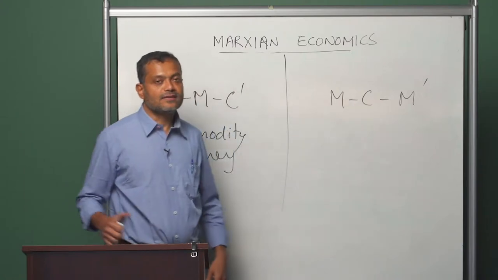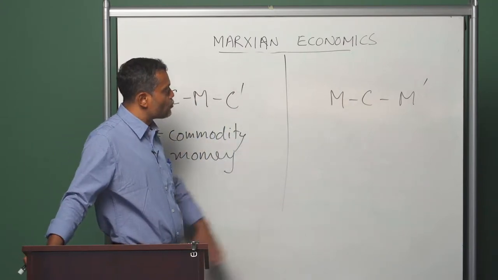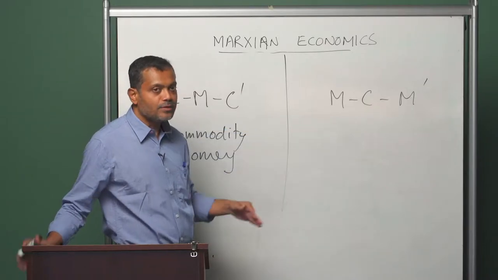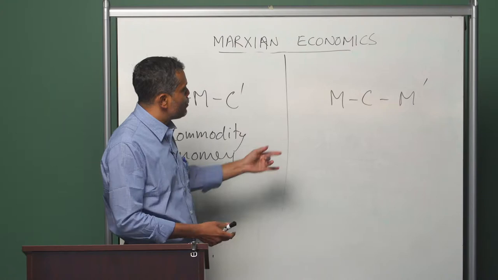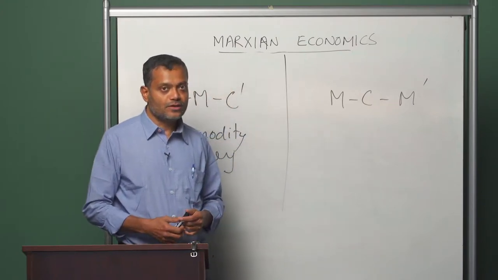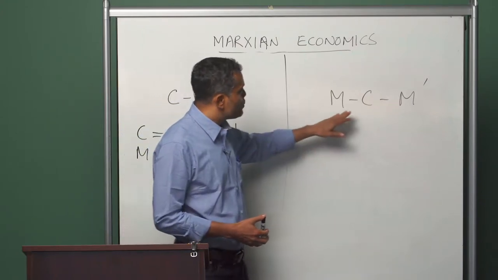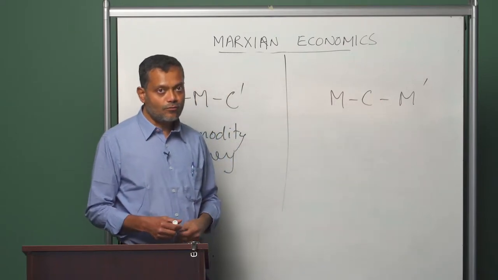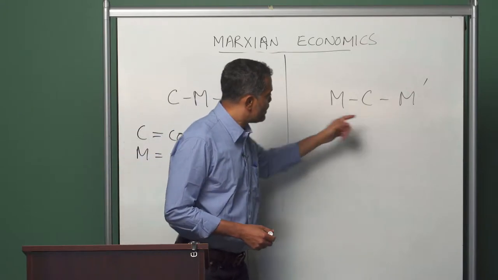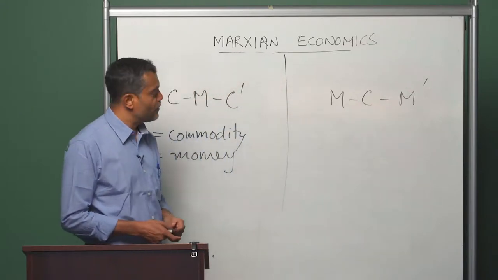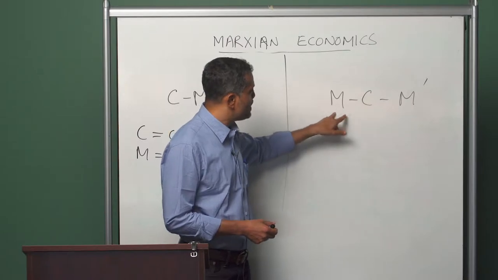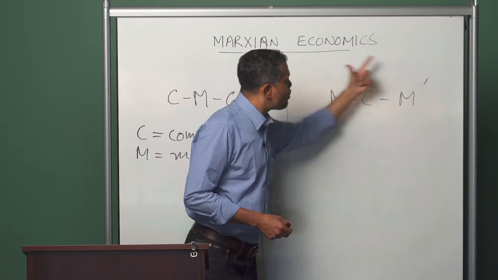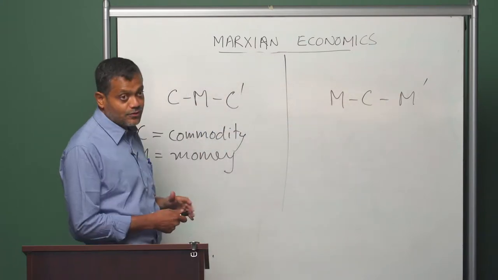Now let's look at the second form of circulation that we also observe in capitalist societies. Here what happens? A particular economic agent comes to the market with a sum of money, uses it to purchase a commodity, sells it for another sum of money. So here, the beginning and end point of the process of circulation is sums of money. Therefore, this form of circulation is very different from this.